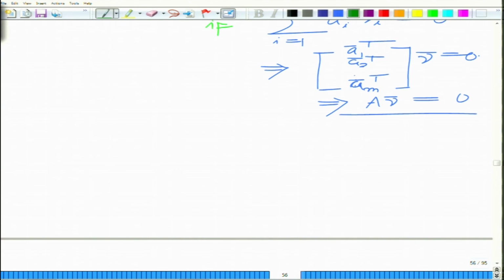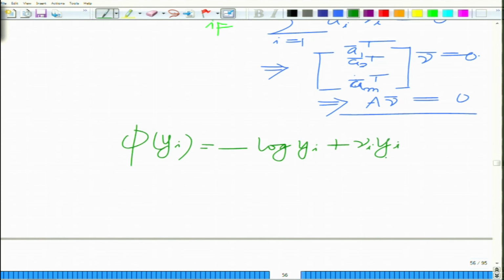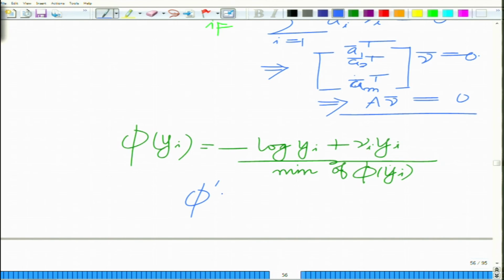Let us look at what is the minimum of this. Consider minus log y_i plus nu_i times y_i. Let us call this phi of y_i. Now we have to find the minimum of phi of y. To do that, first differentiate with respect to y_i. That is minus 1 over y_i plus nu_i equal to 0, which implies the minimum occurs for y_i equals 1 over nu_i.